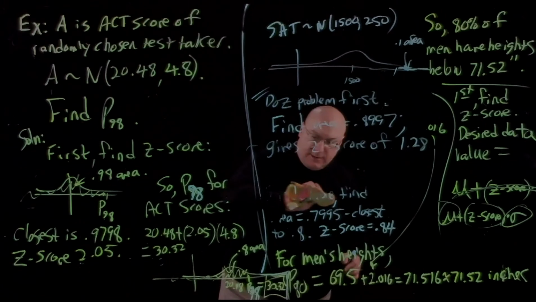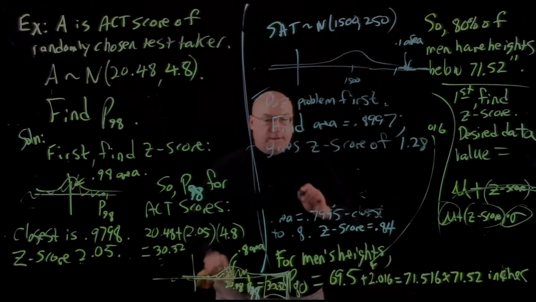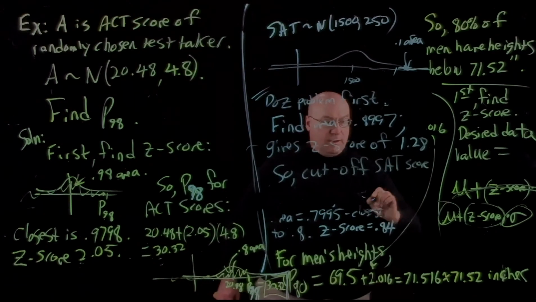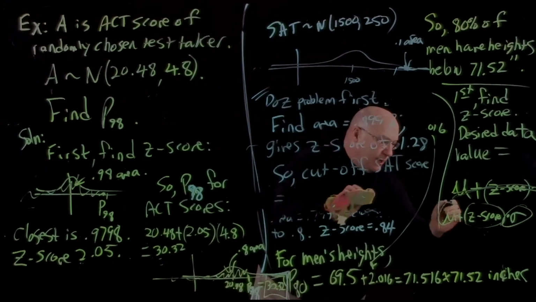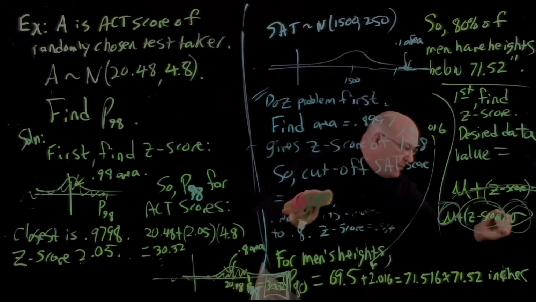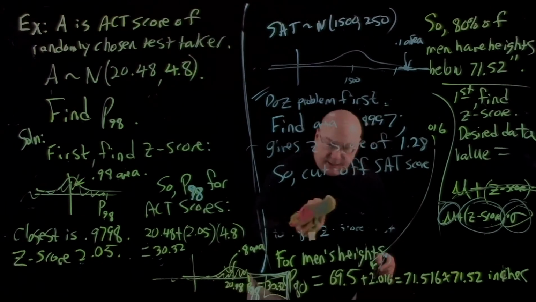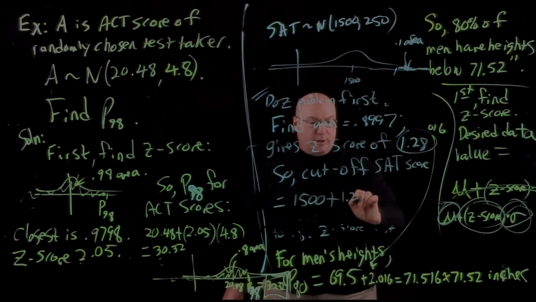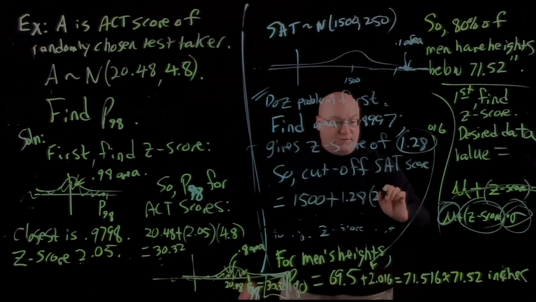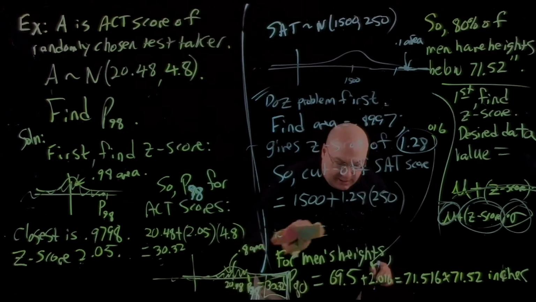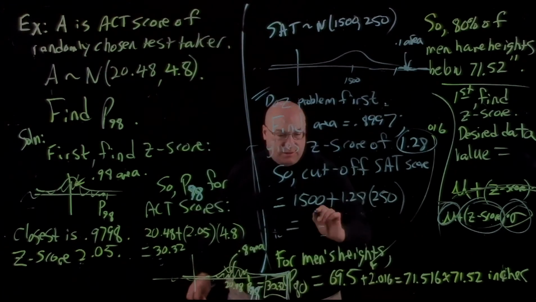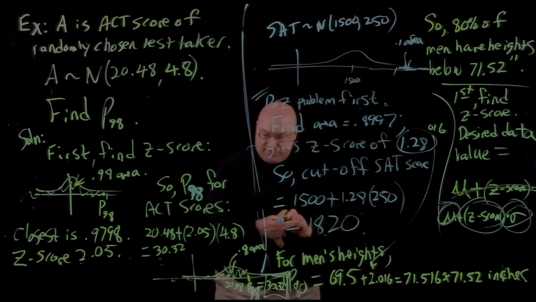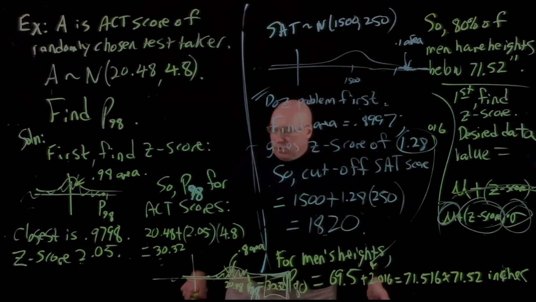Okay, so my answer is: cutoff SAT score equals, here it is right here, I take the mean, I take the Z-score I found, I multiply by sigma, and then I add those. So the mean is 1,500 plus the Z-score I found, 1.28, times the standard deviation 250, and that works out to be 1820.